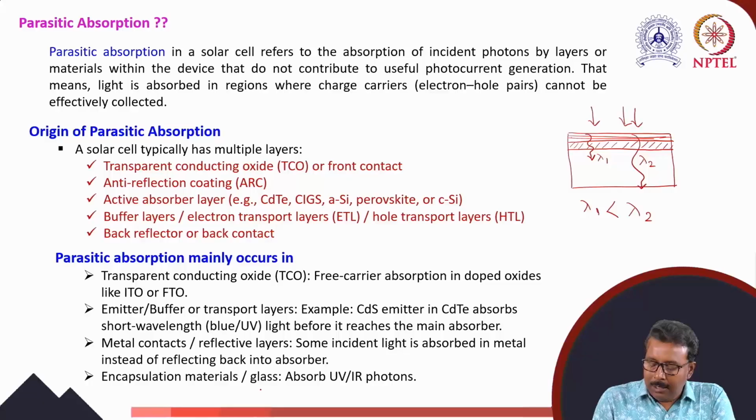Encapsulation materials or glass: some absorb UV photons. Whenever you make a solar cell, for the final packaging of the panel or module, some encapsulating glasses are there. If you look at solar panels, the solar cells are in series and parallel combinations, embedded on some hard board, and on top there is a glass surface. That glass surface also may absorb some light.